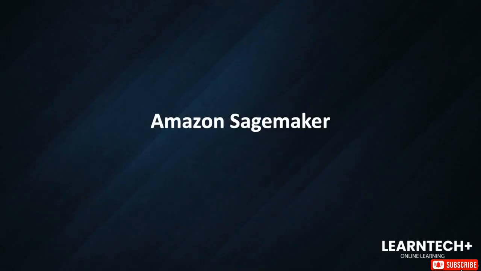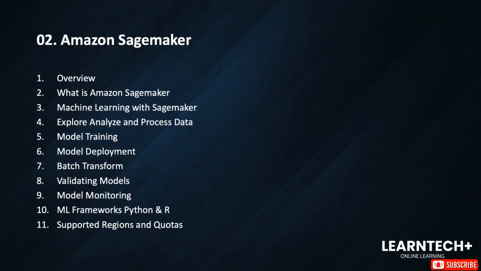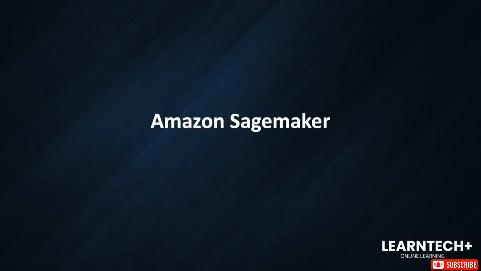Congratulations on finishing Amazon SageMaker. In this video, we're going to go over a summary of what we learned throughout the course. So in section 2, we talked about Amazon SageMaker. We talked about what is Amazon SageMaker, machine learning with SageMaker, explore, analyze, and process data, model training, how to do model deployment, how to do batch transform, validating models, model monitoring, ML frameworks, Python and R, and supported regions and quotas.